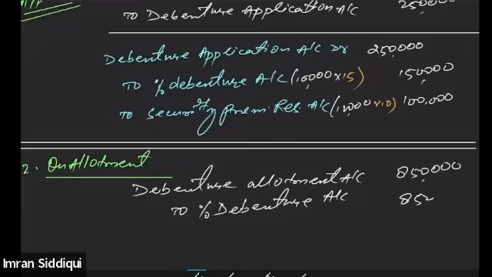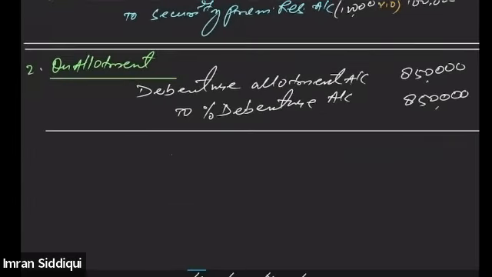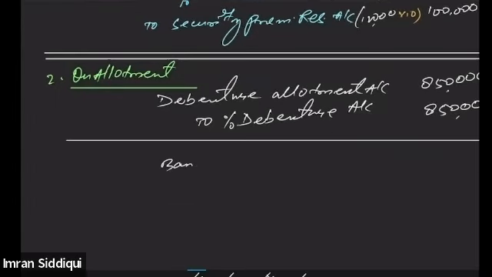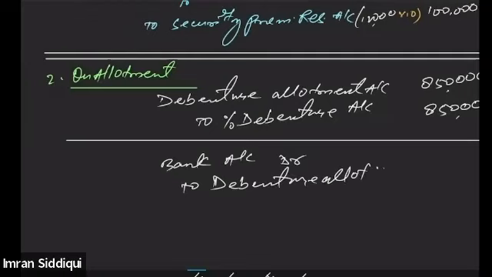And 8,50,000. Now we'll pass the entry for the receipt of allotment money, which will be bank account debit to the debenture allotment account. 8,50,000 and 8,50,000. I hope this is clear, everybody. Both these entries are clear to you.